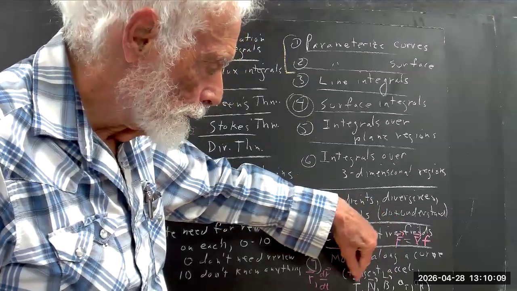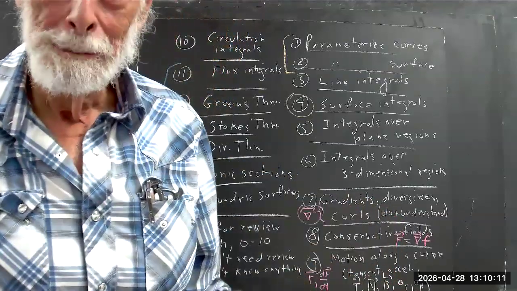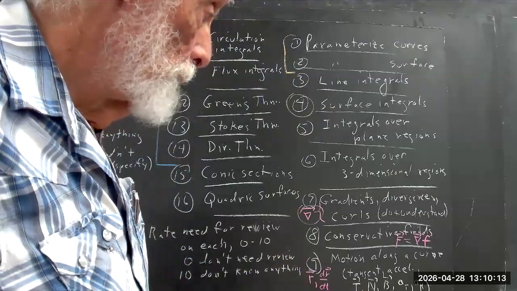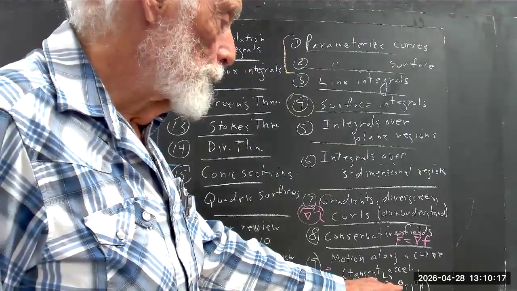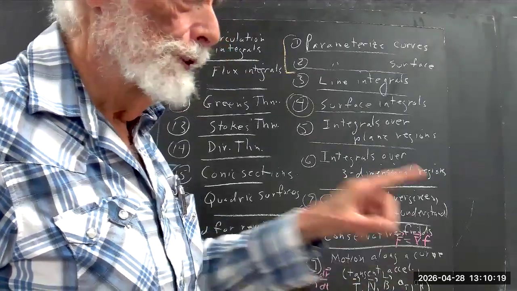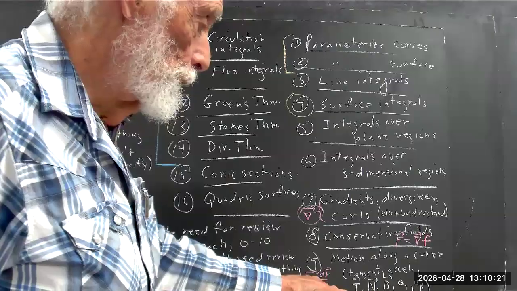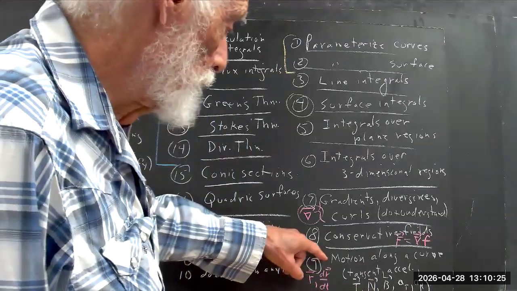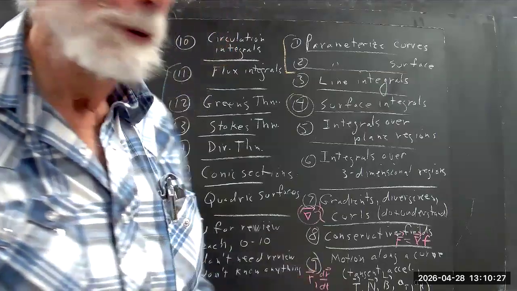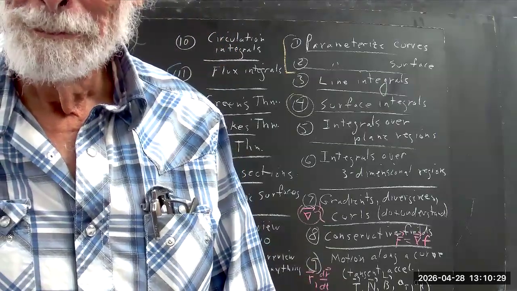And the binormal vector is a cross product of T and N. Your acceleration tangent to the curve is acceleration in the direction of your unit tangent vector. Your acceleration vector is just the second derivative of your position vector, which is the R vector.